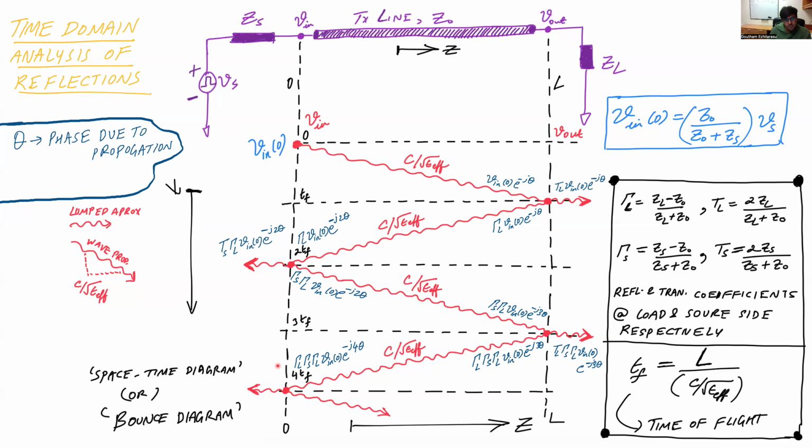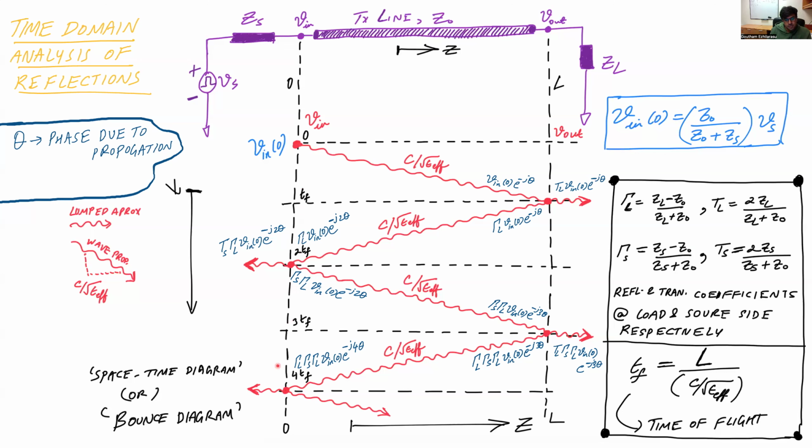We can also do this at any location z. For example, we can choose z equals L over 4. At this location, if you want to know the voltage at any given instant, you find out what the various voltages were that reached that point, and then add them up to get the overall voltage at z equals L over 4. So now let's look diagrammatically at what that looks like. What is the result of the bounce diagram?